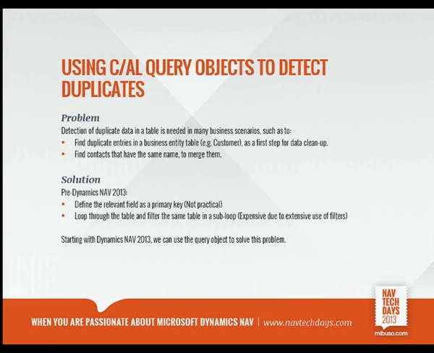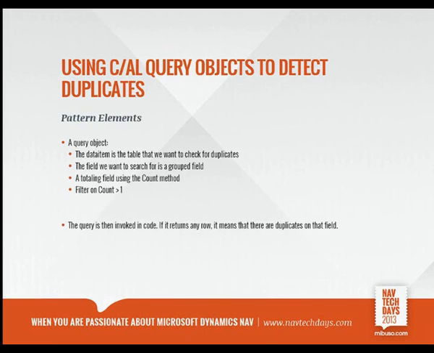In Dynamics NAV 2013, we introduced a new object type called query, and that can be successfully used to solve this in a more elegant way. So what do we need to implement this pattern? We define a query object where the data item is the table that we want to check for duplicates. We define the field that we want to search on as a grouped field, so in our case, the name field. Then we define a totaling field that has the count method as a totaling method. And we filter on count greater than 1, of course. And then all you need to do is invoke this query in the code. If the query returns any results, it means that you have duplicates in that table.